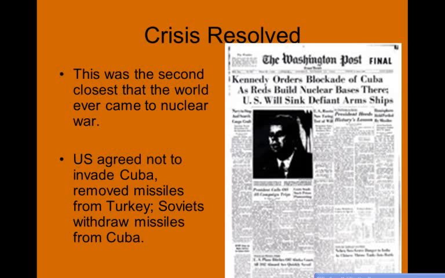The world moved very, very close to the threat of nuclear war, but in the end, Kennedy and Khrushchev, the Soviet Union's prime minister, they both backed down together. And they sign a secret agreement where the Soviet Union agrees to remove missiles from Cuba in exchange for the United States promising not to invade the island.